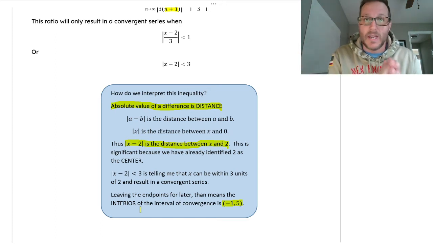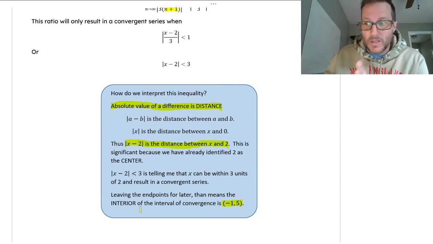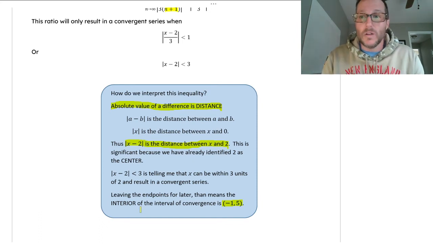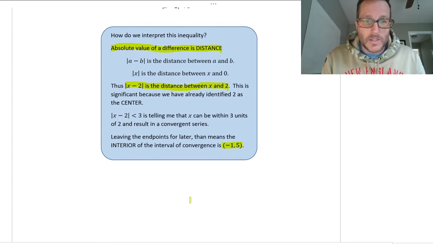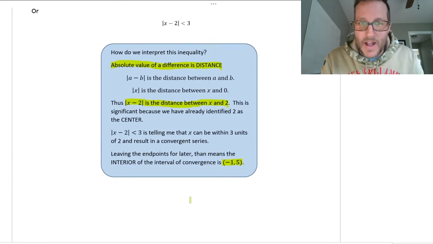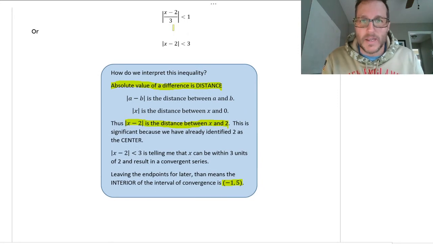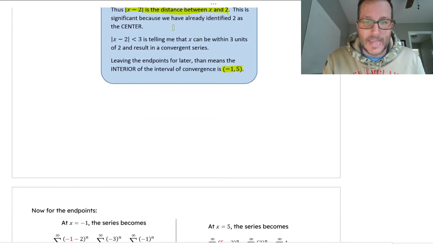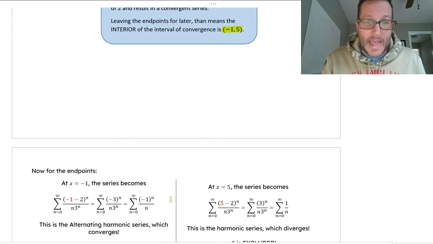The distance between x and 2 has to be less than 3. So everything within 3 units of 2, when subbed into the absolute value of x minus 2, will result in a value that converges via the ratio test. Now I've got to test those endpoints because at -1 and 5, both, you sub that into x minus 2 over 3, you get 1 when you take the absolute value. And that's inconclusive, which is why we need to test those 2 values back in the original series.